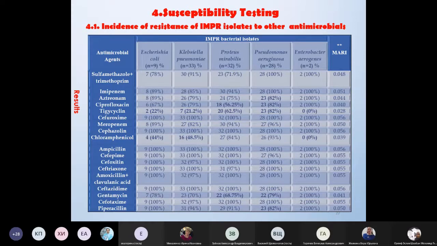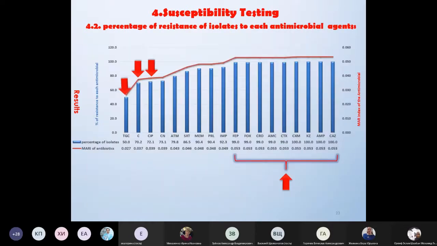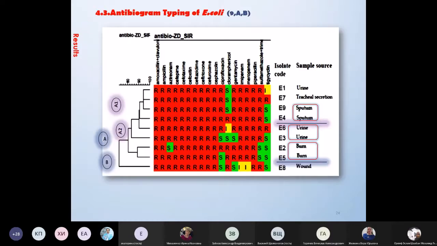And after we made susceptibility tests, the result was that most of the isolates showed resistance to cephalosporins and ampicillin, whereas the least resistance was against tigecycline and chloramphenicol. This image shows the results of susceptibility tests, where red color indicates a resistant strain, green color indicates a sensitive strain, and yellow color indicates an intermediate strain. As shown in this figure is the antibiogram typing of Escherichia coli.